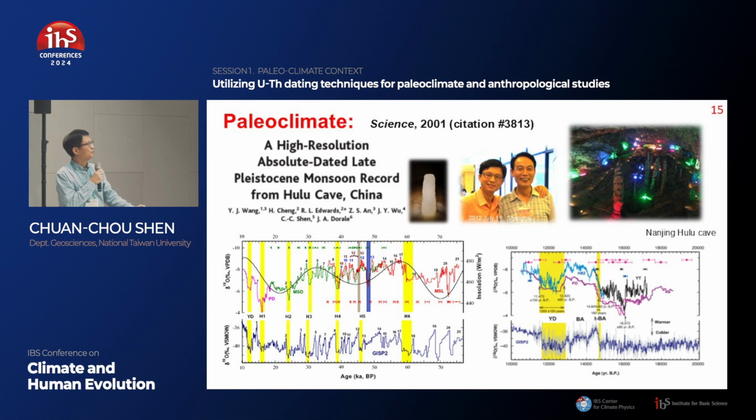And for paleoclimate, this guy is Dr. Wang. I guess some of you know that. This is the Hulu Cave, very famous Hulu Cave records. Hulu Cave records give the monsoon records, following the summer insolation, also pairs with the Greenland delta-18O climate conditions. Yes. So this one was published in 2001, and after that, lots of researchers worked on related studies.